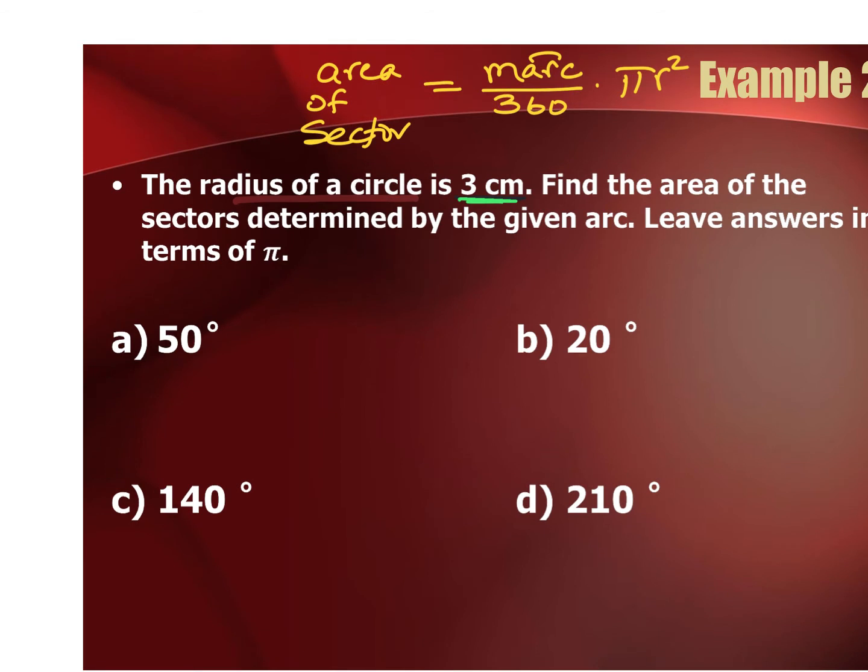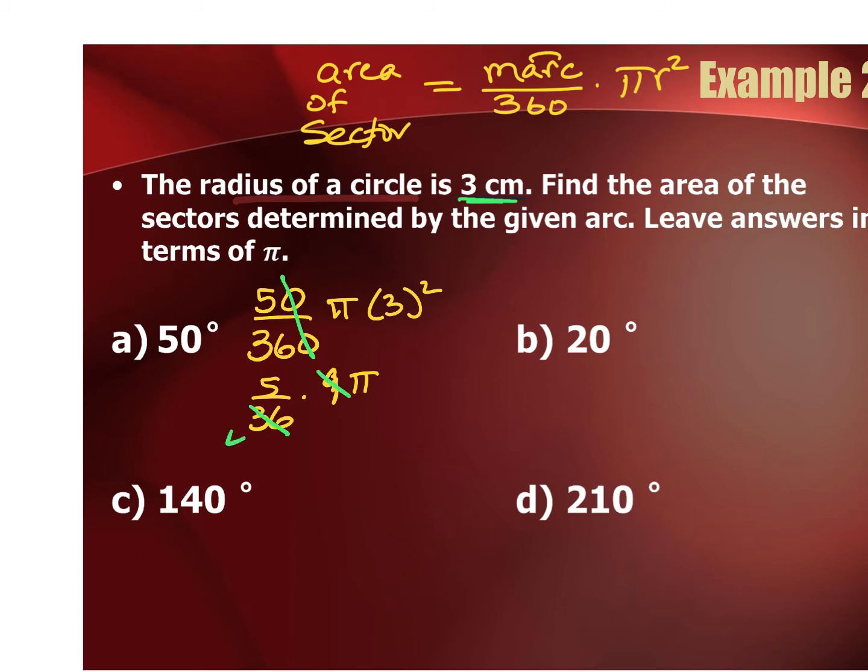So my angle that's given, the measure of the arc, is 50. So 50 over 360 times pi times the radius squared. Now I could go ahead and simplify. I could chop off the zeros. And then I could also do 5 over 36 now, times 9 pi, I'll square the 3. And then I could also simplify the 9 and the 36. So left in terms of pi, it's 5 pi over 4.